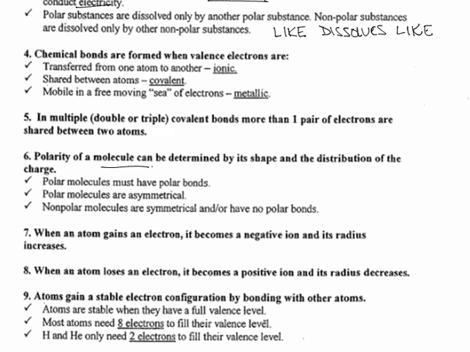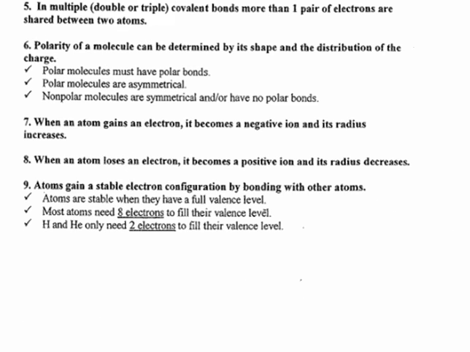Polarity of a molecule is based on its shape. So if you are asymmetrical, you are a polar molecule. If you are symmetrical, you are a nonpolar molecule. When an atom gains an electron, it becomes a negative ion and its radius increases. This happens in the nonmetals. When an atom loses an electron, it becomes a positive ion and its radius decreases. This happens in the metals.